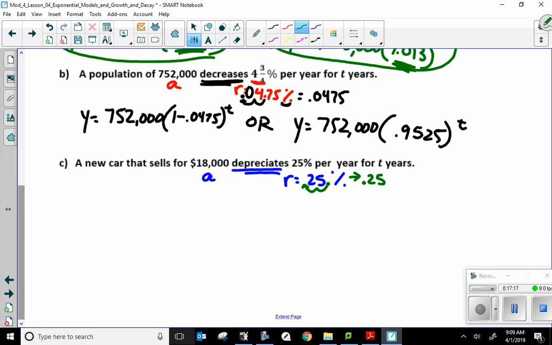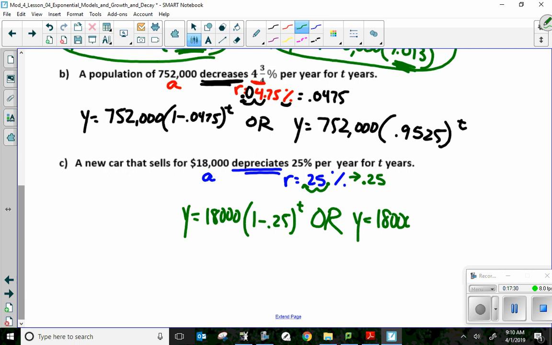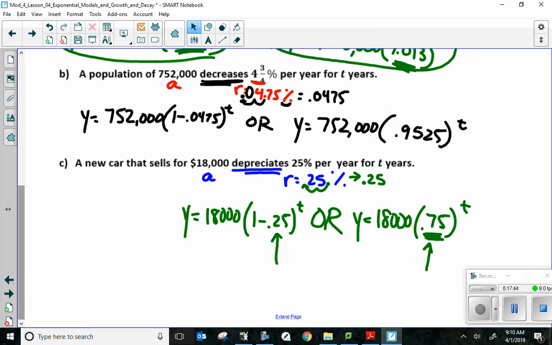So let's write this. Y equals 18,000 times (1 minus 0.25) to the t. Or I could combine those and say y equals 18,000 times 0.75 to the t. This means it retains 75%. It loses 25%, so what is it still worth? It's still worth 75% of its value each year. Okay? Bam. This ain't so bad.